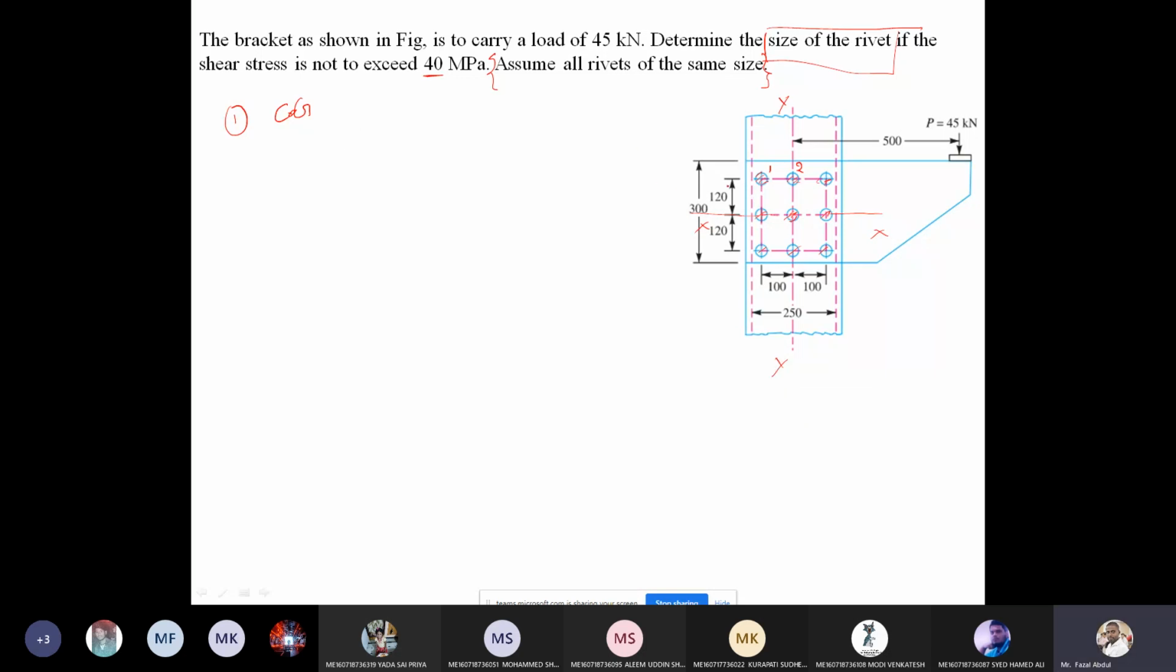So the system is given. By seeing the figure only, we have to confirm that this is the problem given under eccentric loading, riveted joints under eccentric loading. So here the applied load is given as 45 megapascal, eccentricity 500 mm, and the distances of the rivets are given, and all rivets are placed symmetrically.